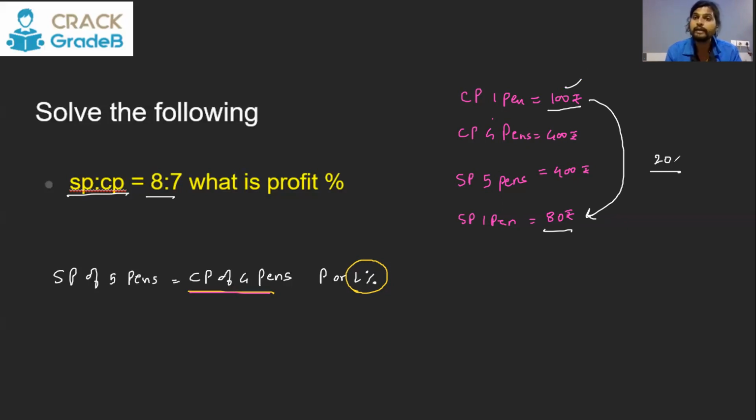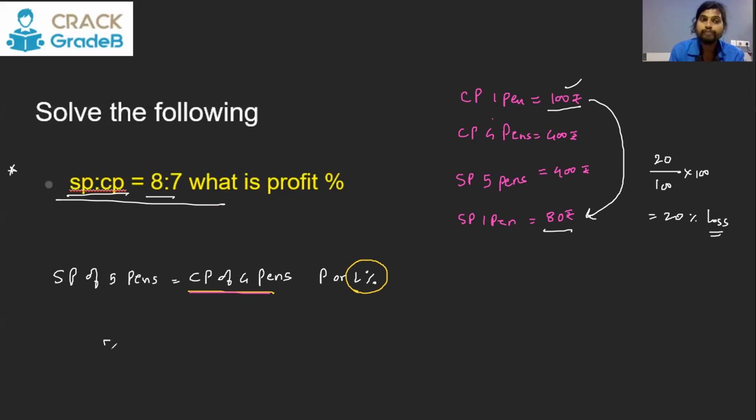So how do you calculate loss percent? Loss upon cost price into 100. Hence, there is a 20% loss. But if you do it like this, that is totally unnecessary. We learned the ratio part of it, so you can just solve this question with the help of ratio.